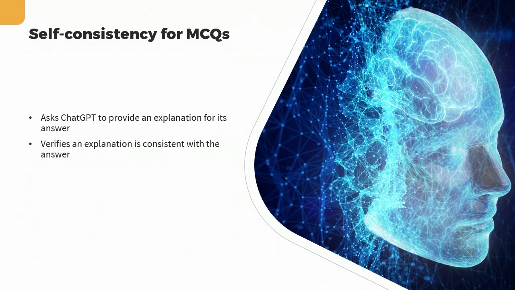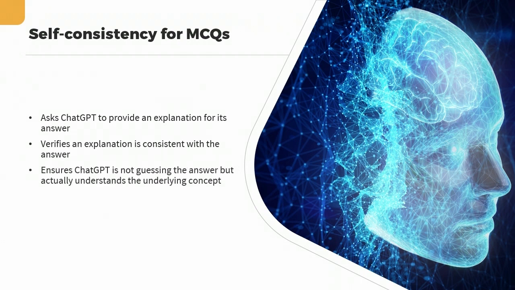This technique is effective because it helps to ensure that ChatGPT is not just guessing the answer, but actually understands the underlying concept or principle. By asking ChatGPT to provide an explanation, we can also gain insights into how the AI arrived at its answer, which can be helpful for improving its performance in the future. Self-consistency can be used for a wide range of multiple-choice exam questions, and is especially useful for questions that require a deep understanding of a particular subject matter.